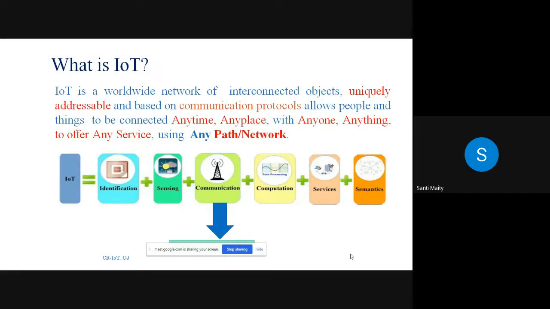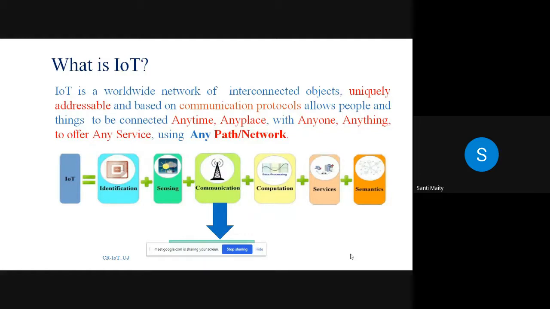So in one sense, we can define it as an intelligent connection of objects having unique identification, so uniquely addressable, and based on certain communication protocols, they connect people and things anytime, in any place, with anyone, anything, and to offer any service by means of using any path or network.